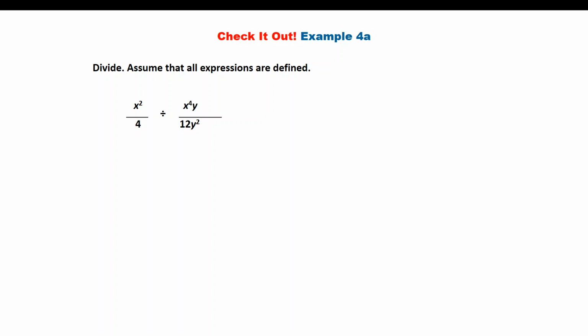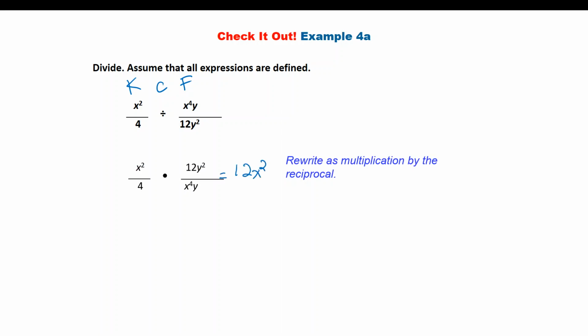Okay, so first of all, let's remember to keep, change, flip: do the reciprocal, multiply by the reciprocal. And next what you would need to do is multiply that together. We get 12x squared y squared over 4x to the 4th y. We can cancel 4, and 4 goes into 12 three times, so we're going to end up with 3.